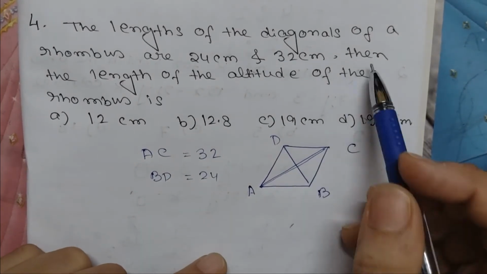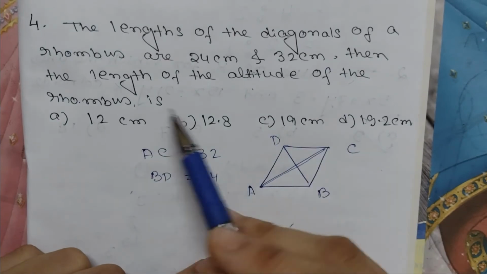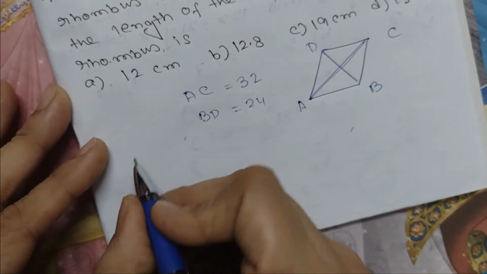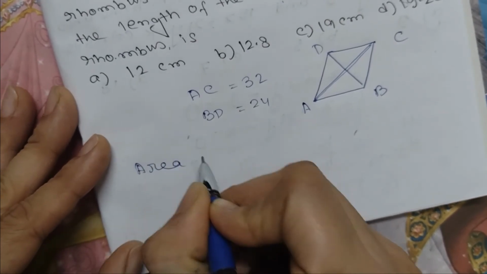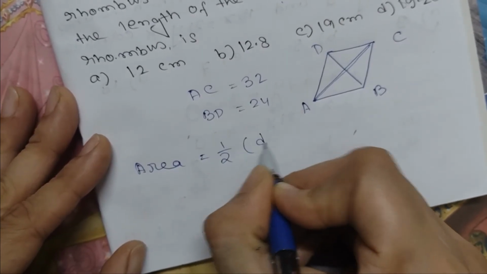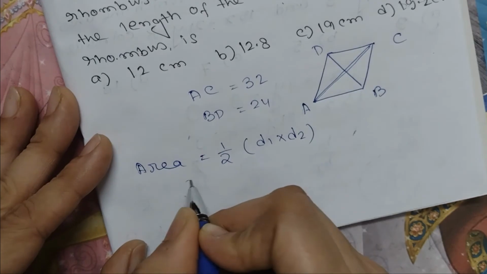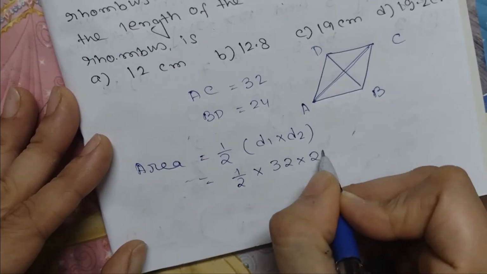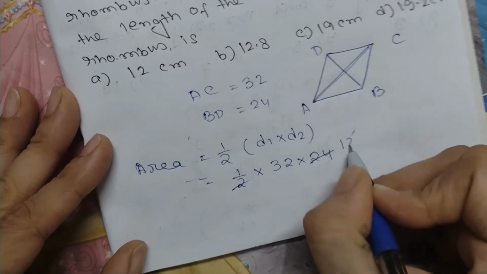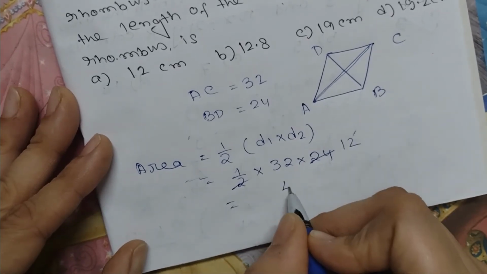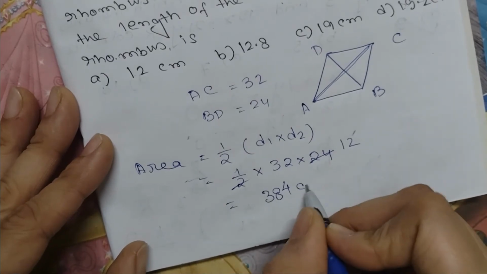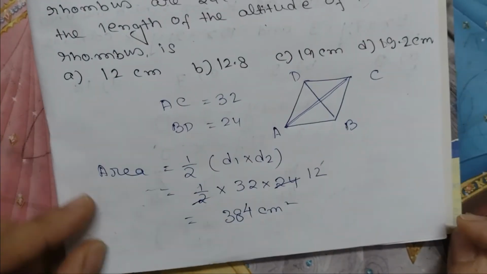Now the length of the altitude of the rhombus is. Altitude means you have to find the height of the rhombus. First thing, we will find the area of the rhombus. Area of the rhombus is half D1 multiplied by D2. So calculate: half into 32 into 24. So this is 12, and 12 twos are 24. So this is coming 384 centimeter square, the area.